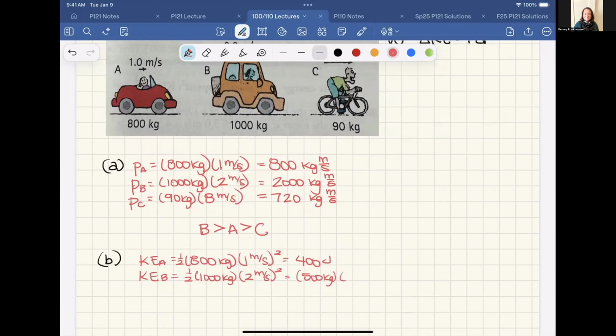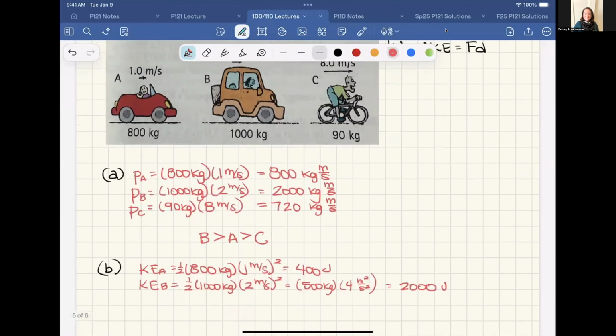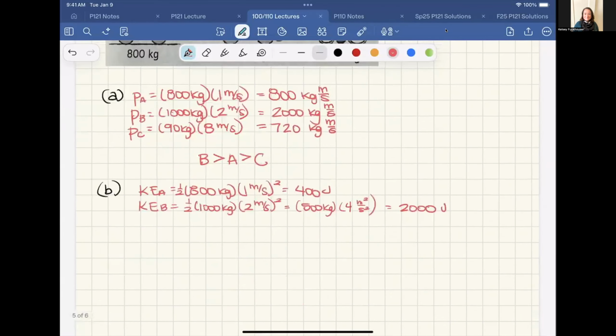And then we're multiplying that by 2. Oh, no, we're not. We squared that too. We're multiplying it by 4 meters squared per second squared. You got to give those units the square treatment too. So 5 times 4 is 20. Plus a couple zeros, 2,000. 2,000 joules. Much bigger than part A. So you can see already how much squaring the velocity really changes things.